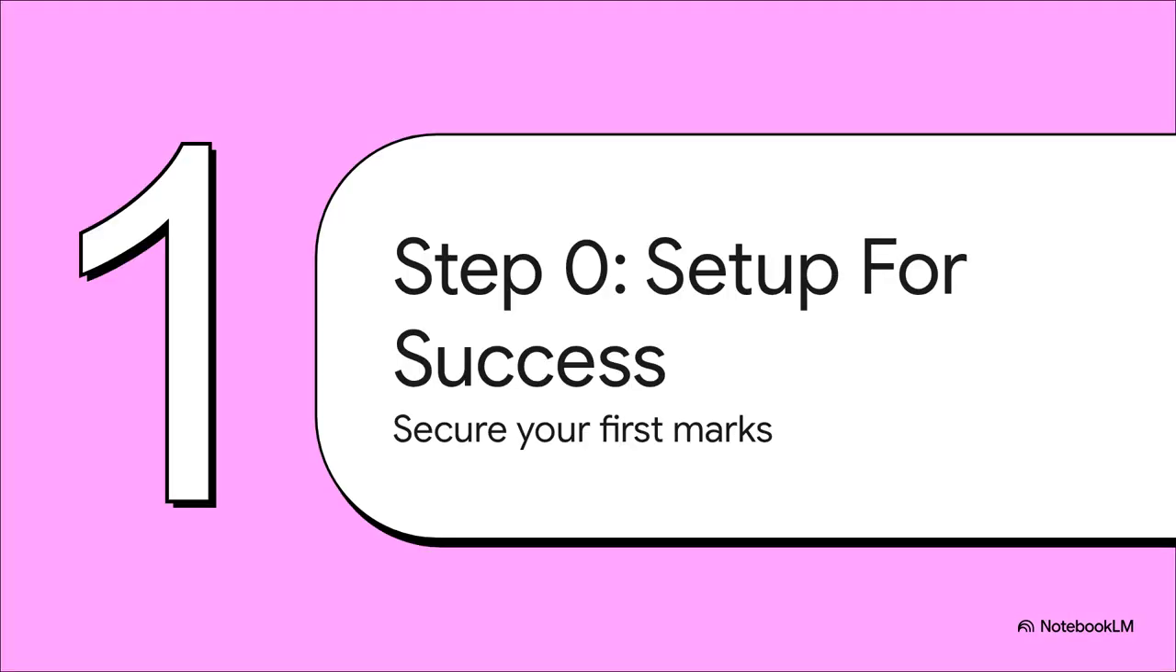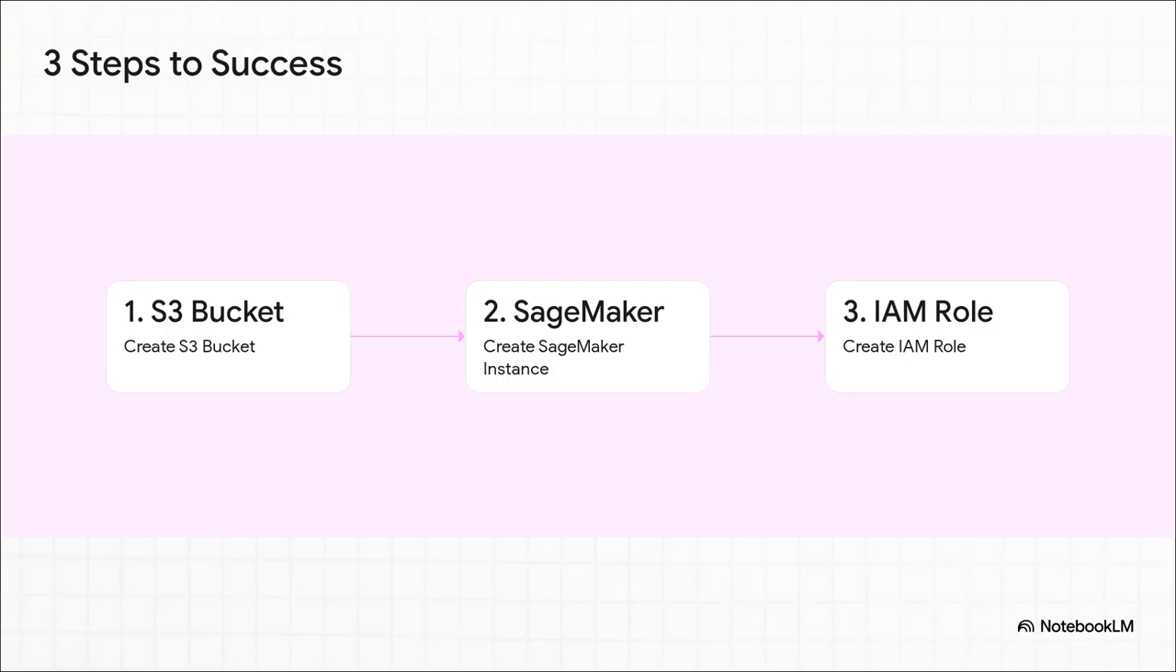Okay, first things first. Before you even think about writing a single line of Python, you have to get your environment set up. This is what I call step 0. And trust me, this is where you will pick up some of the easiest marks on the entire exam. So whatever you do, do not skip this part. Your setup has just 3 simple parts. You're going to create an S3 bucket to hold all your data, a SageMaker instance to do all the work, and an IAM role that lets them talk to each other.